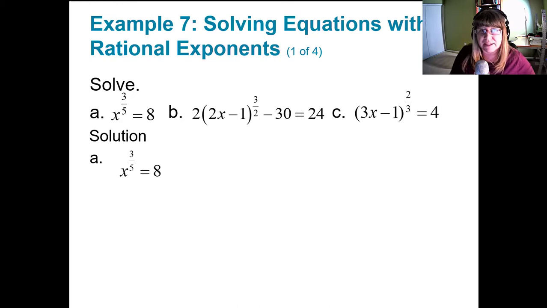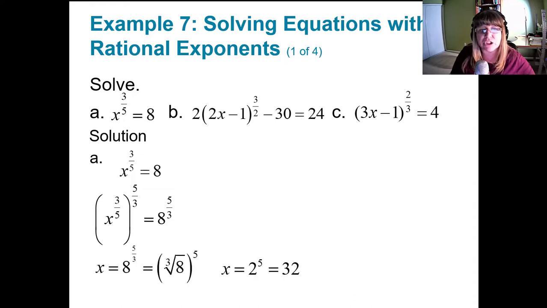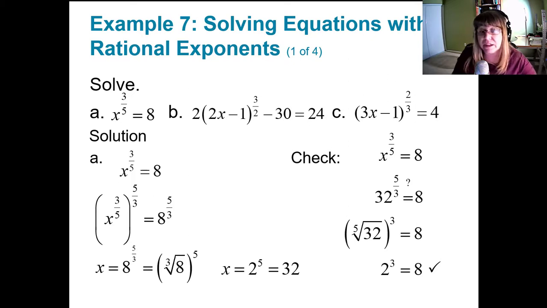All right, let's look at A. x to the 3/5 equals 8. This turns out to be x equals 8 to the 5/3. 3 is odd, so I don't have to worry about the plus or minus. If I take the cube root of 8, which is 2, and then raise 2 to the 5th power, I get x equals 32. Sometimes for me, taking the root first is easier. And if you plug it in and check it, it is a good solution.